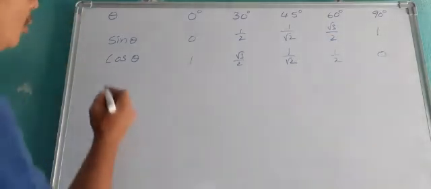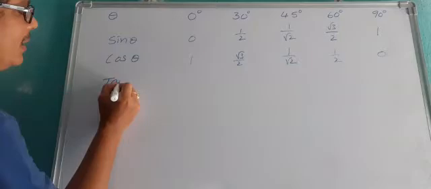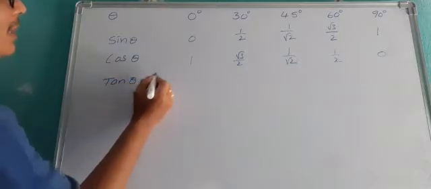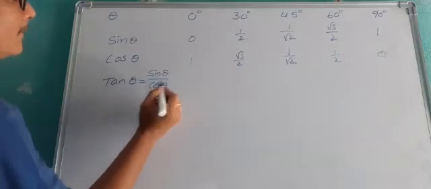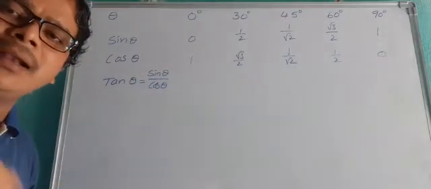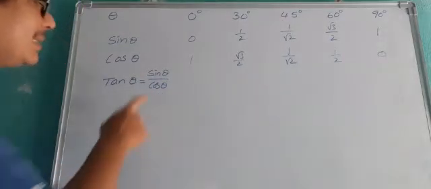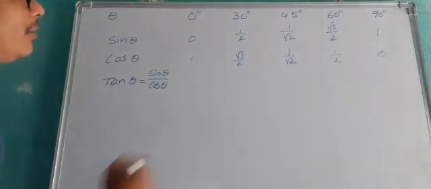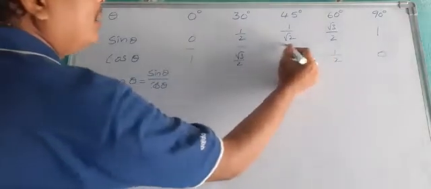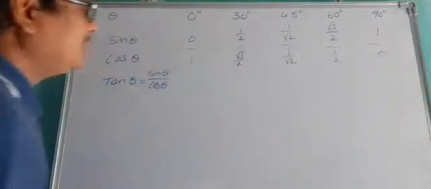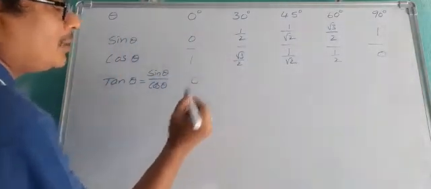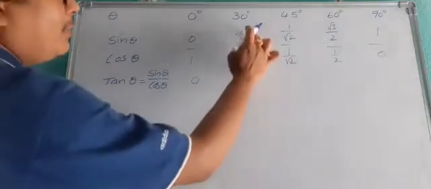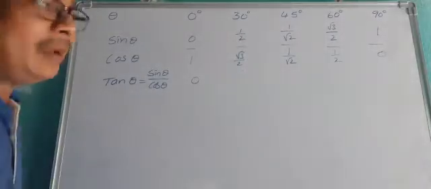Now we have to find tan theta. Tan theta can be expressed as sin theta by cos theta, which was already explained. Find the division of all of them and you can get the values of tan theta. So 0 by 1 means 0. And 1 by 2 divided by root 3 by 2.